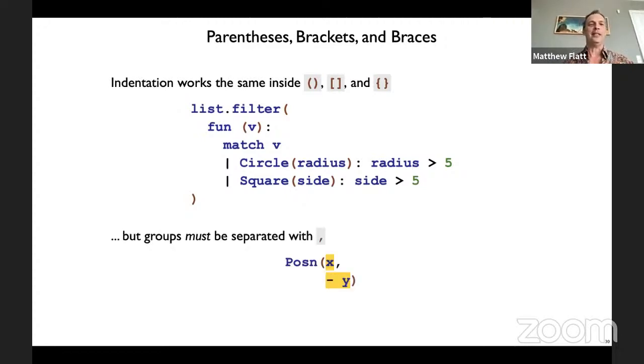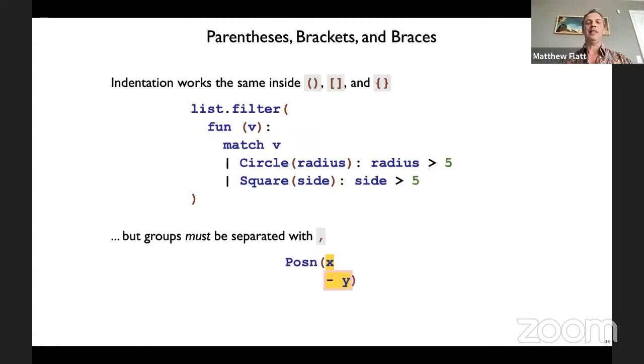But there is another difference about parentheses, which is that you have to separate groups not just by line breaks, but with a comma, and it doesn't have to be a line break. So comma is something like semicolon, except inside of parentheses, square brackets, and braces, except it's required. Here, because I've got a comma between x and minus y, that's 2 different groups. Even if I put them on the same line, the comma is separating the groups. If I left out the comma, then of course, that means one group, x minus y.